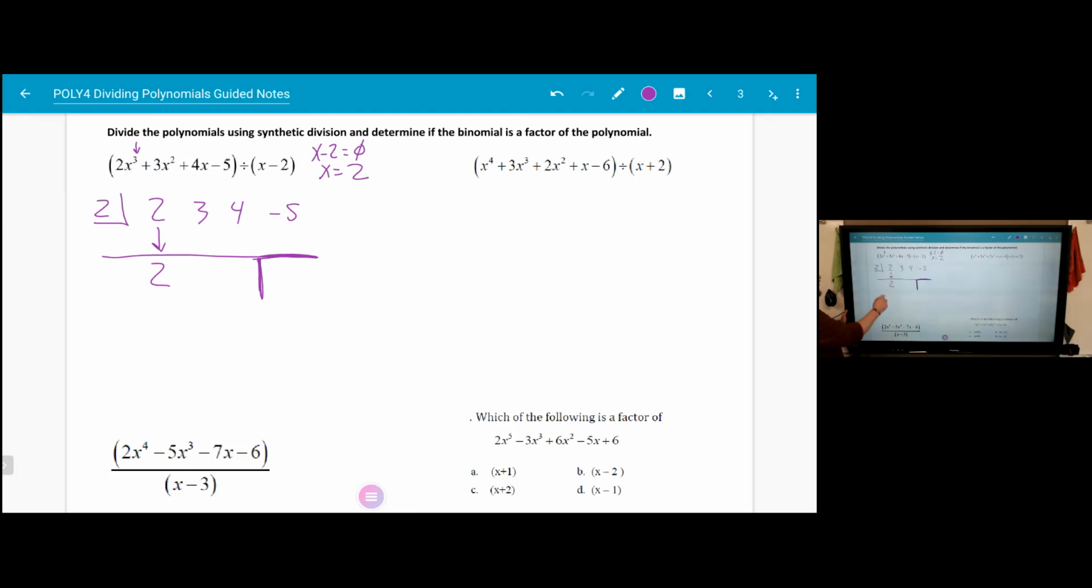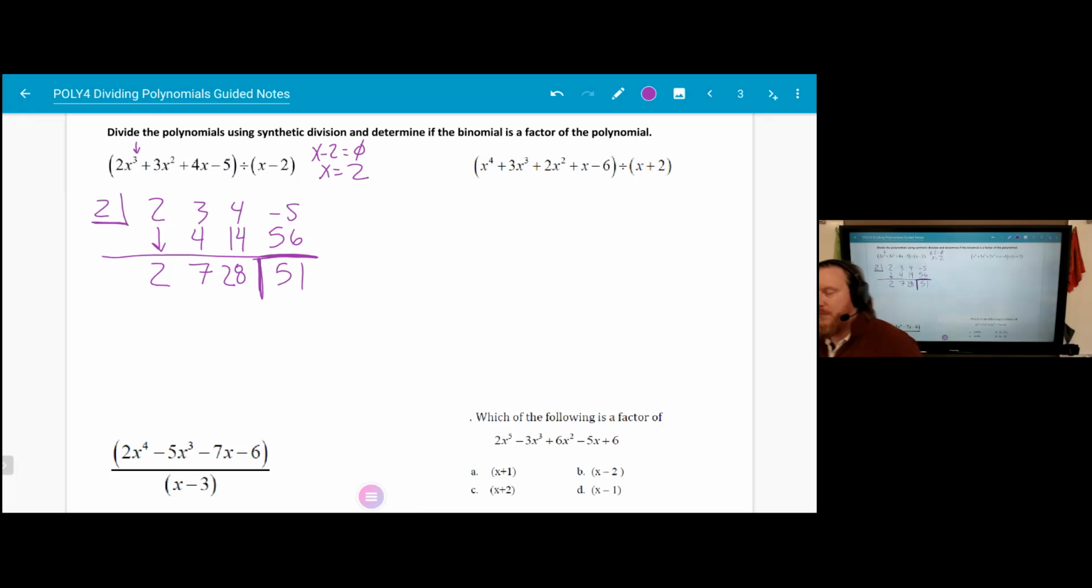Then I'm going to do some multiplying. The house value is 2. 2 times 2 is 4. I'm going to add down. 3 plus 4 is 7. I'm going to multiply this value, 7, by the house number, which is 2. 2 times 7 is 14. If I add down, I get 18. Well, 2 times 18 is 36. And if I add down, I get 31.